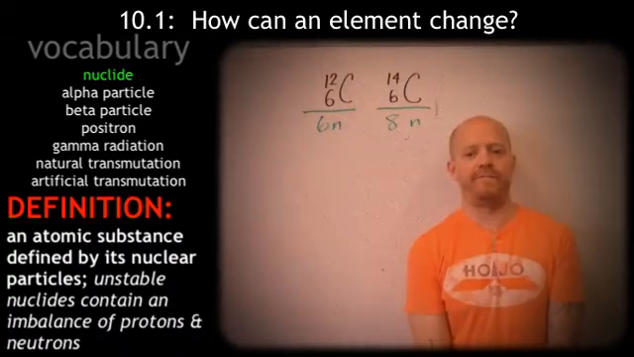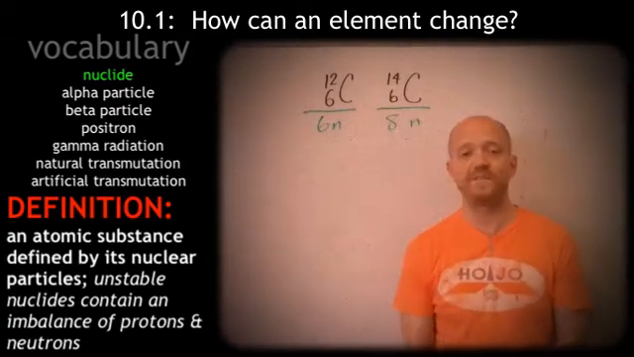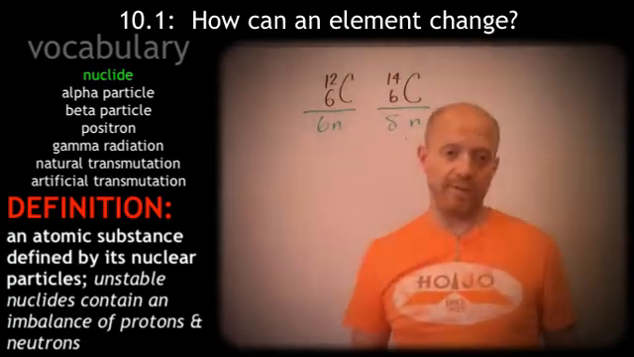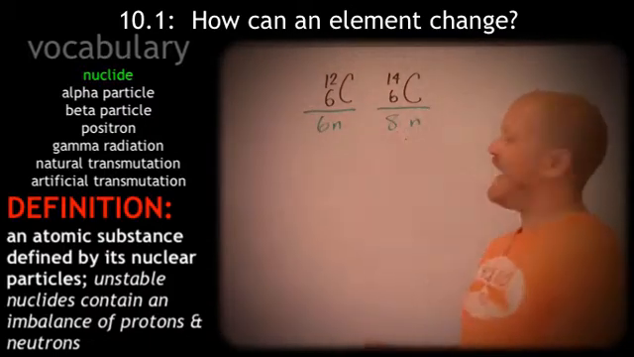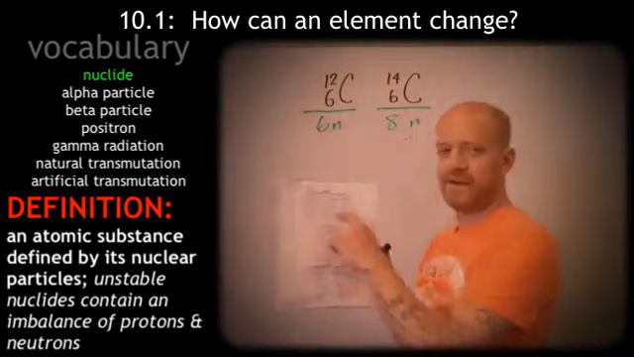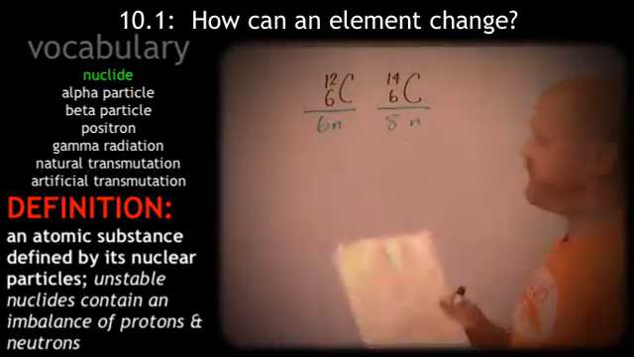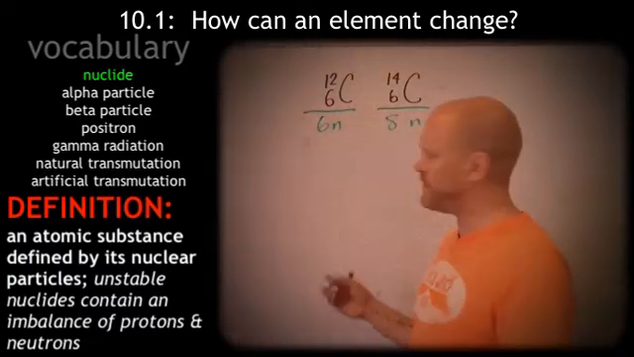Now what does that mean? An unstable nuclide is something that will spontaneously decay, which means it's going to shoot particles out from it. And what are the particles we're talking about? Well, if you look at this table right here, we have a bunch of different particles. I'm going to talk about three in particular.